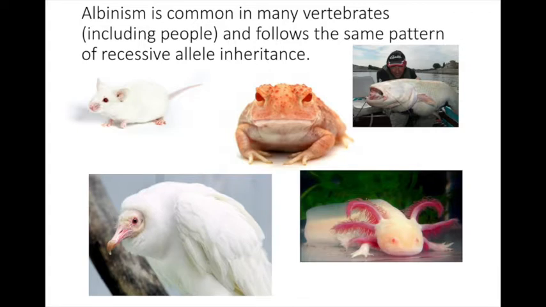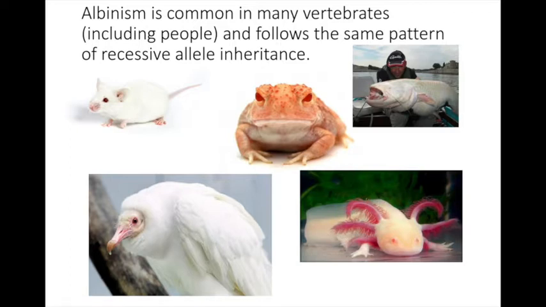Albinism, as you can see here, as I pulled some pictures together, is common in lots of vertebrates. So we can have mammals like mice that are albinos. We have amphibians like the toad that is albino. We have catfish that can be albino. We have even vultures and axolotls, these salamanders, that can be albino.